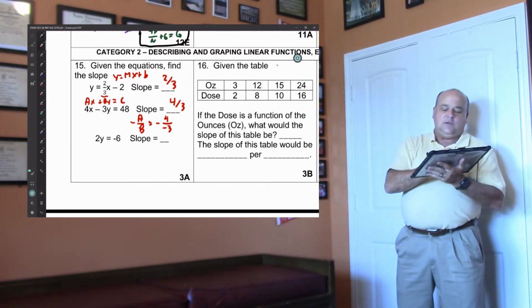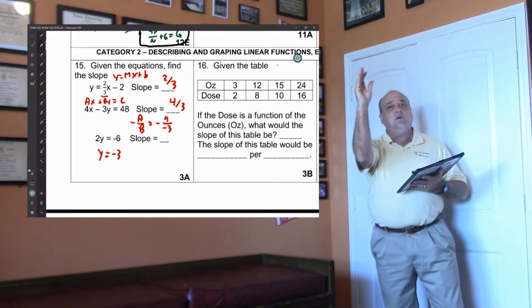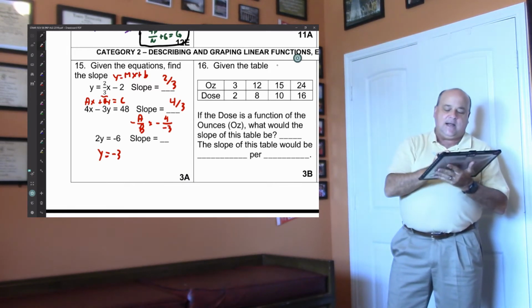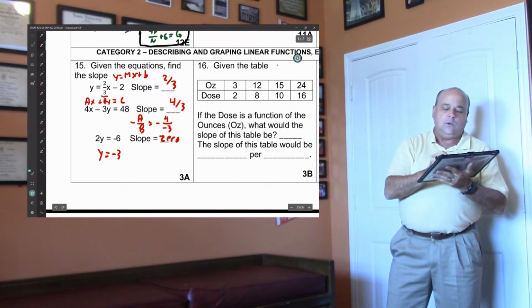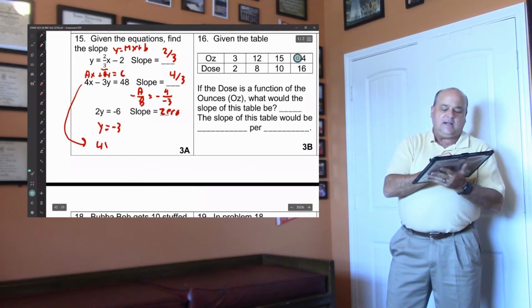And then on the last one, if we divide by 2, we'll get y equals negative 3. The y-axis goes up and down, but a line through the y-axis is flat, and a flat line has a slope of 0. Real quickly on this one right here, write down 4x minus 3y equals 48.